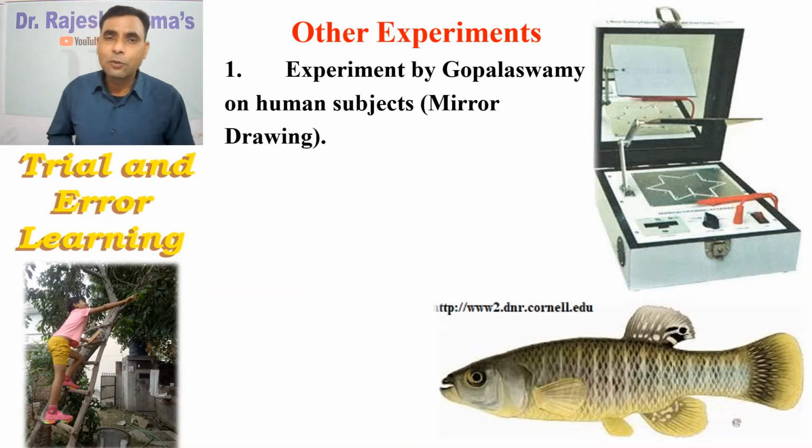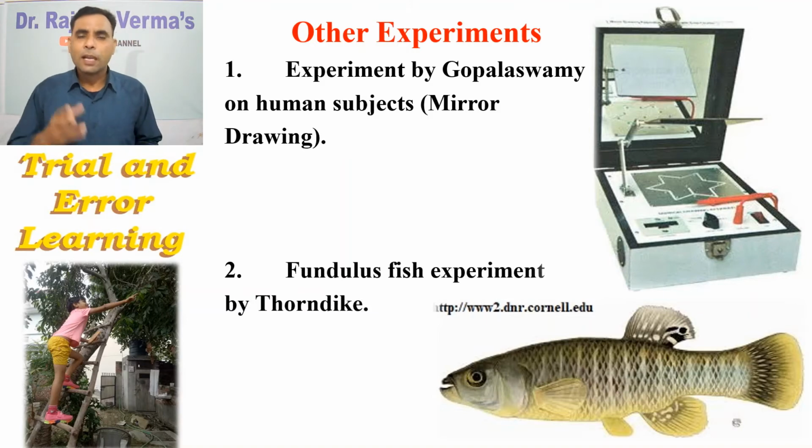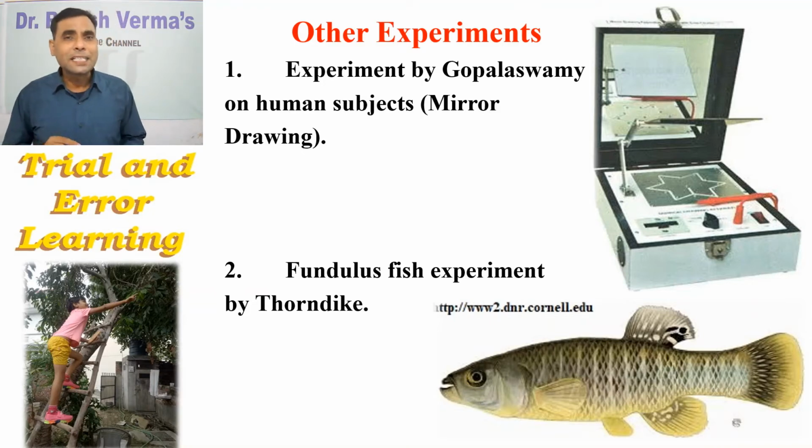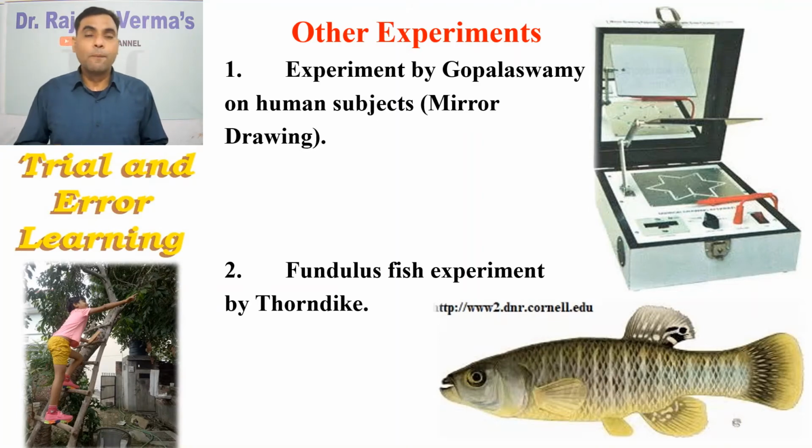Then the second experiment was the Fundulus fish experiment. The fish is in front of you. What Thorndike did was he made a vessel and filled it with water, and he divided it; you can call it a big beaker or a big vessel with a transparent glass wall. Now, there is one important characteristic of this Fundulus fish: they love to live in the shade. They don't like to swim in the light.